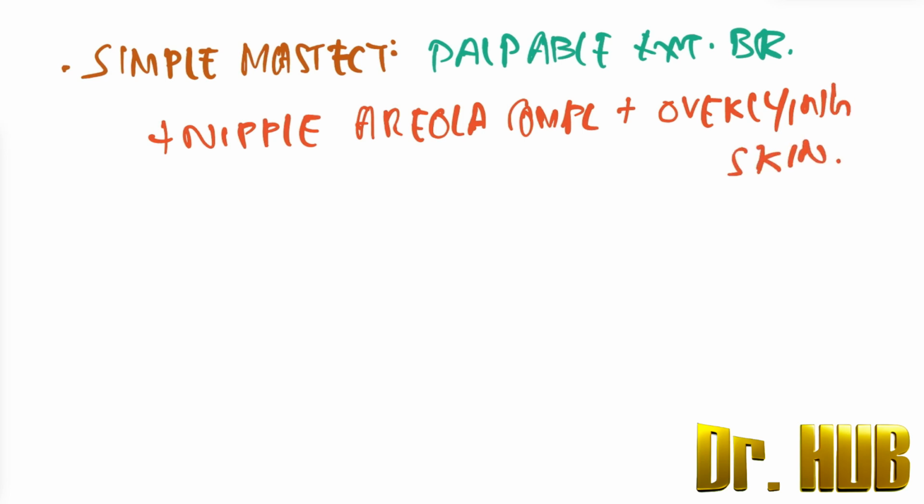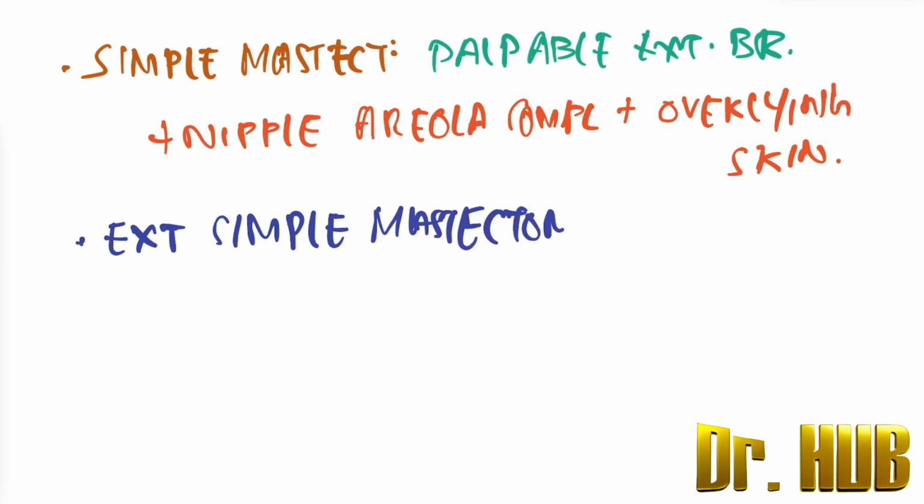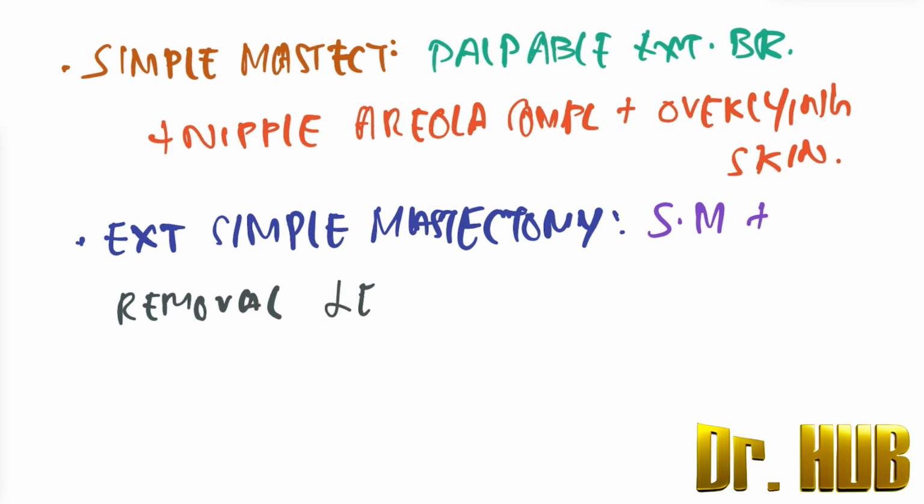Next, we look at the extended simple mastectomy. The extended simple mastectomy is basically the simple mastectomy along with the removal of level 1 axillary lymph nodes.